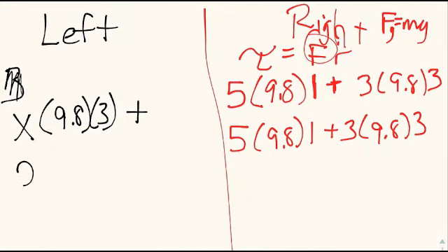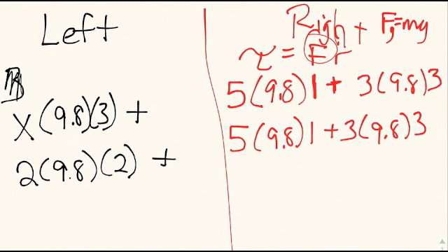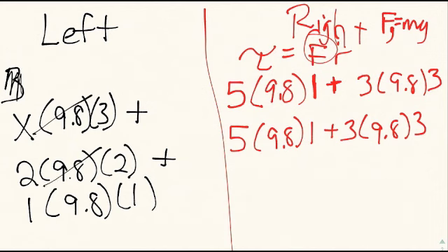So now we write 2 times 9.8 times 2. And the final one we have is 1 times 9.8 times 1. Now the nice thing about this particular problem is if you look, there are common terms in each one of these. There's 9.8 in this term, this term, this term, this term, and this one and this one. So since there's 9.8 in all the terms, you can cancel it out easily. And that's what we did there. So what we're left with is 3x, x times 3, plus 2 times 2, which is 4, plus 1 times 1, which is 1.